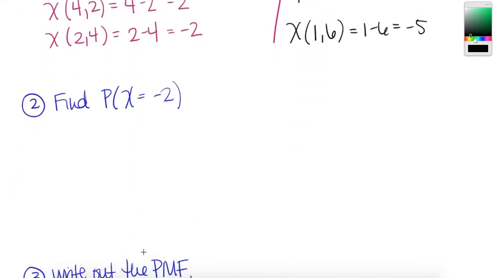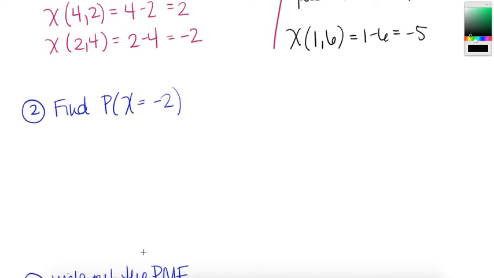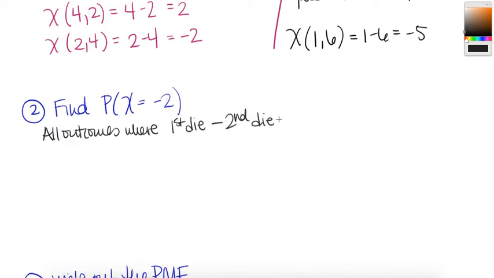And let's do an example. Let's think about the probability that x is equal to -2. So we want to find all outcomes where first die minus second die is equal to -2. Okay, so first die minus second die.